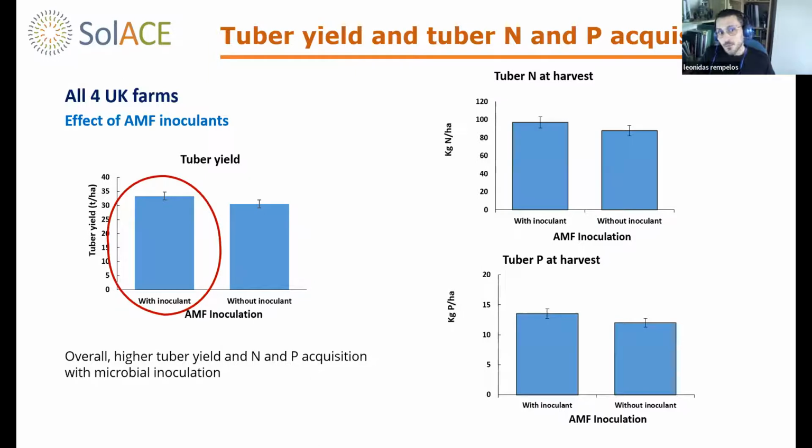Overall, when we combine the results for all 4 sites, when mycorrhizal inoculation was used, we get slightly higher tuber yields, as well as nitrogen and phosphorus acquisition from the tubers. However, we wanted to see if those differences are actually consistent within all the farms, and if there is any effect of irrigation and genotypic variation on the efficacy of those products.